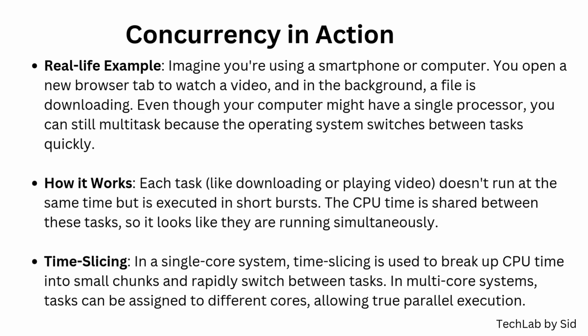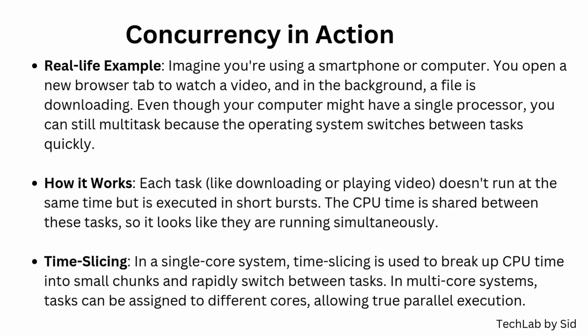Concurrency in action. To understand how concurrency works, imagine you are using your smartphone or computer. You open a new browser tab to watch a video, and at the same time, a file is downloading in the background. Despite your device possibly having just a single processor, you can still multitask without any noticeable lag. This is because the operating system quickly switches between tasks, making it seem like both the video and the download are happening simultaneously.